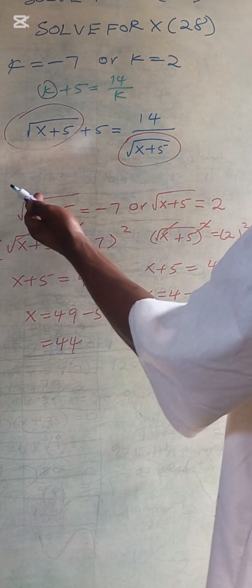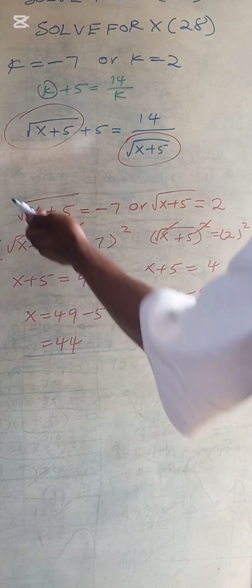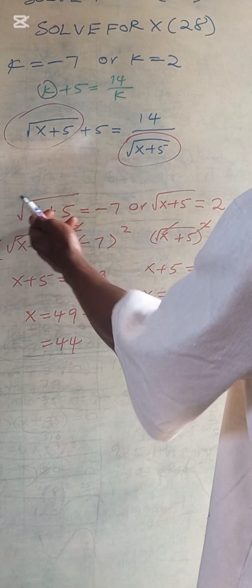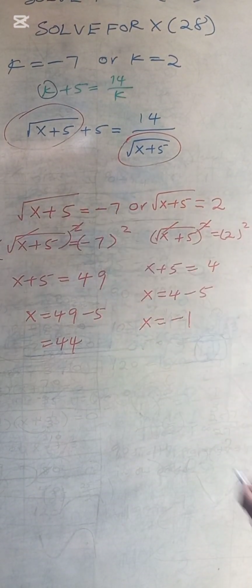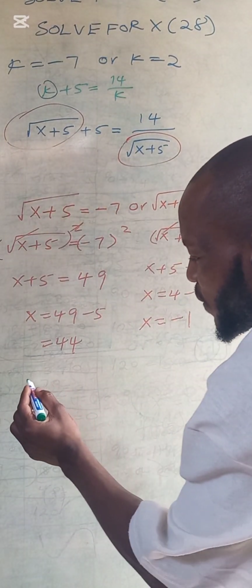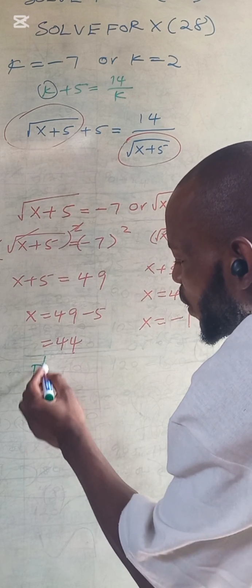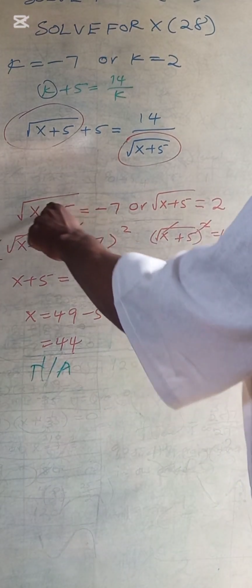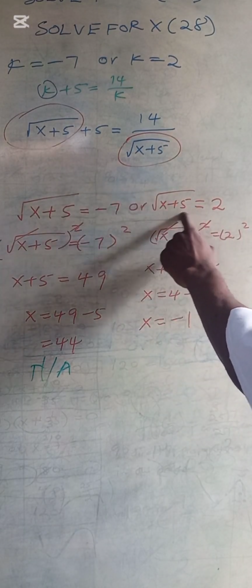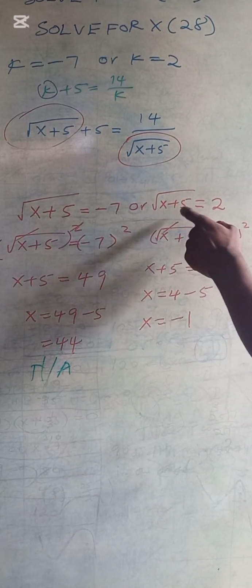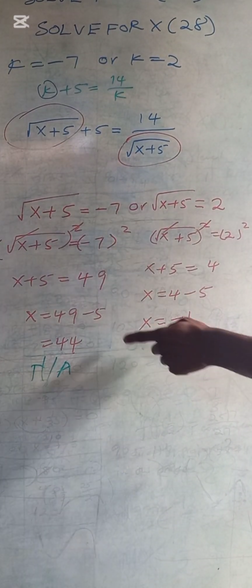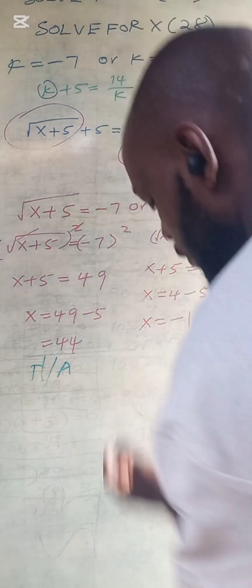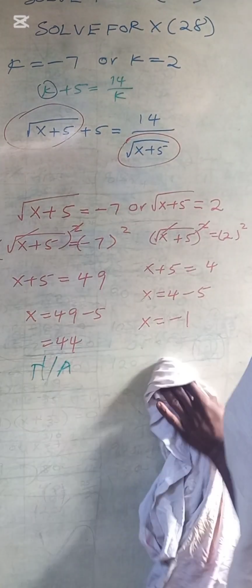If we substitute here the square root of 44, you can see that we will get 49. The square root of 49 is 7, not minus 7. So we can say this one is not applicable, right? But here, if we substitute minus 1, we will get 4. The square root of 4 is 2. Therefore, this one is correct. It is the only applicable value.